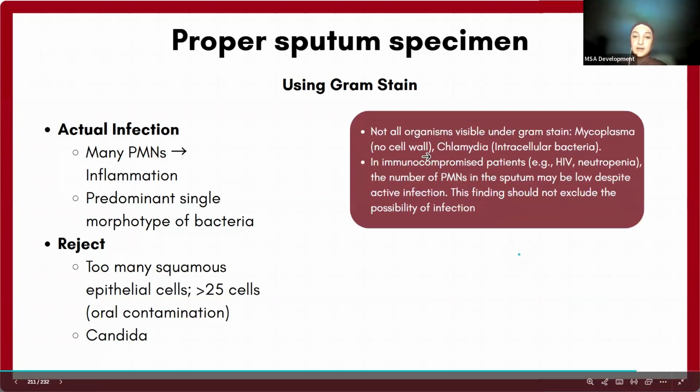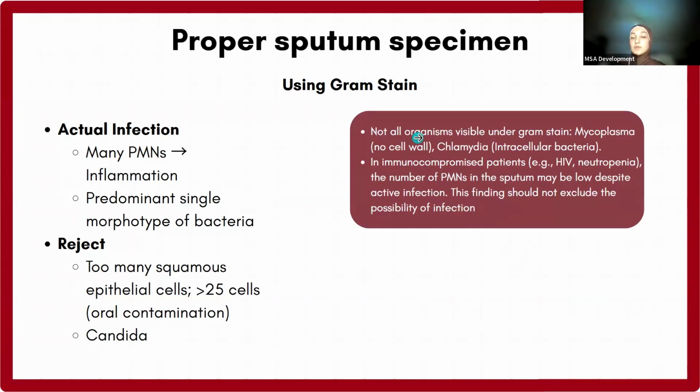Okay. Now, keep in mind that not all organisms are visible under a gram stain, so they're going to need other modalities, say mycoplasma and chlamydia. And in immunocompromised patients, the number of PMNs might be low. So this is not very indicative, but it usually indicates an actual infection. Just keep in mind that in immunocompromised patients, the number of PMNs will be low, despite the fact that they have an active infection. But it shouldn't exclude it.